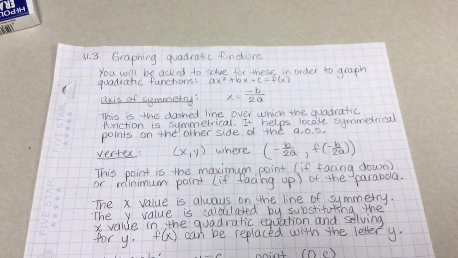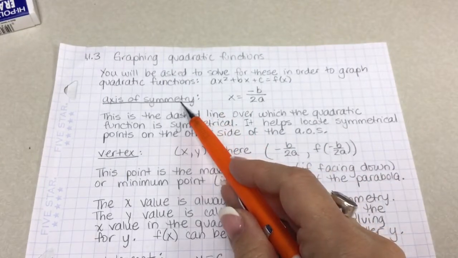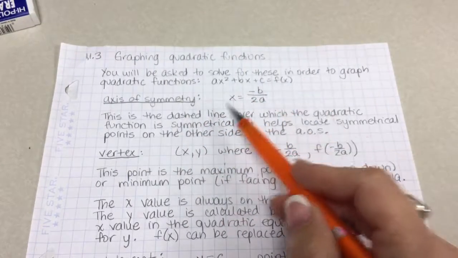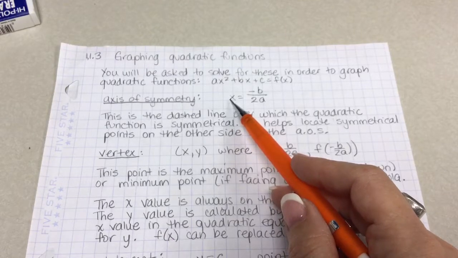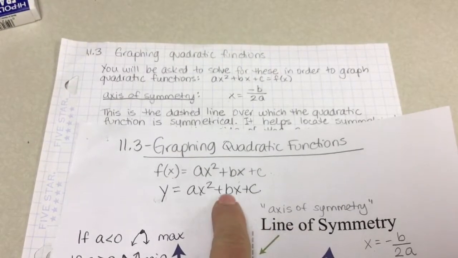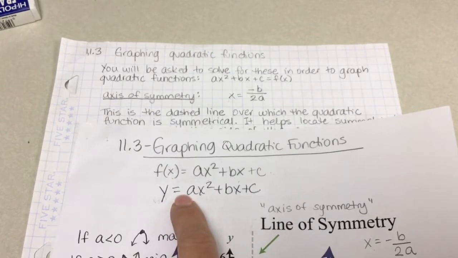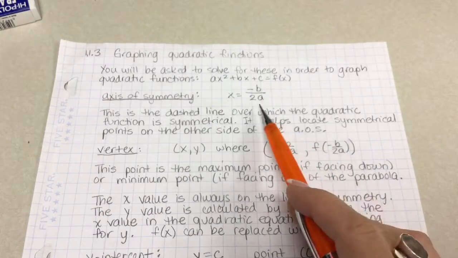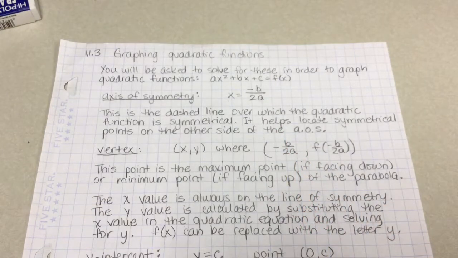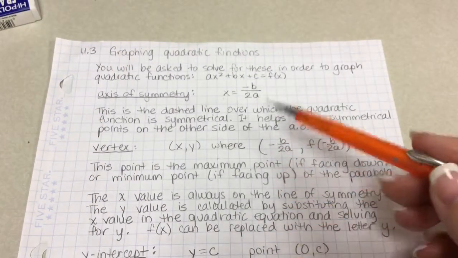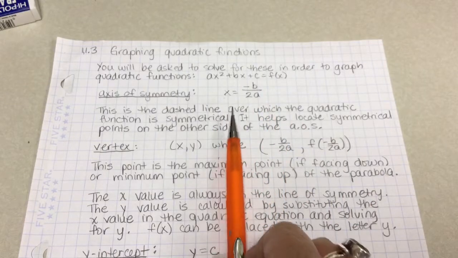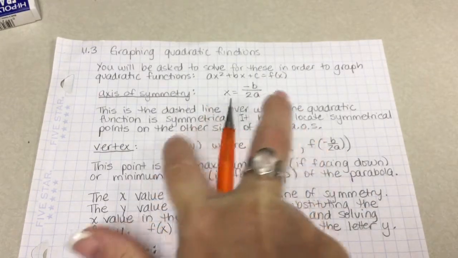So then the next part, you're going to be asked to solve for a variety of things in order to graph. The first one is the axis of symmetry. Well, how do I know what it is? There's a formula right here. The axis of symmetry is going to be the line x equals negative b over 2a. Now remember, the b part is whatever's in front of x, and a is the number that's in front of the x squared. So you just put it in this formula, and you graph that dashed line. It's going to be vertical if it's a function, and then you just graph it on the graph, whatever that is.